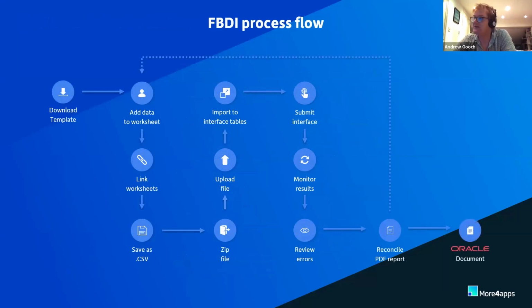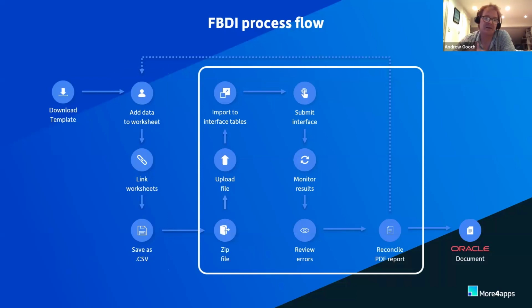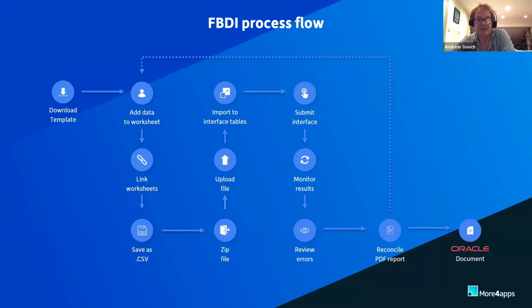And that process is not at all trivial. So this is the loading process flow for each template, and it's pretty convoluted. You populate and link all your data in the spreadsheet, and then you have to process it through the front end. So there are things to do in Excel, CSV conversions to do, import jobs to run in Oracle, error reports in PDF format to reconcile. And then any corrections will need to be put back into the worksheet, and we run the whole process again.